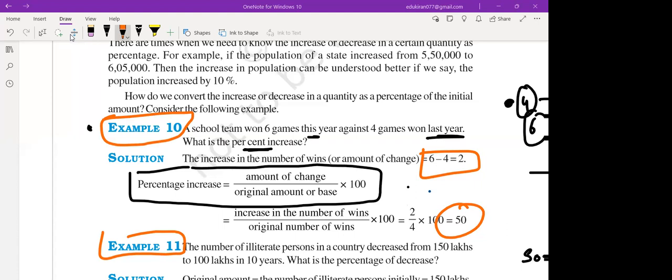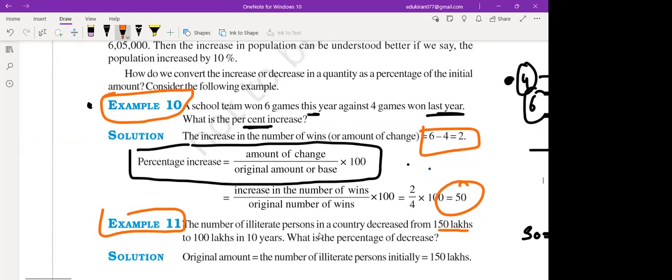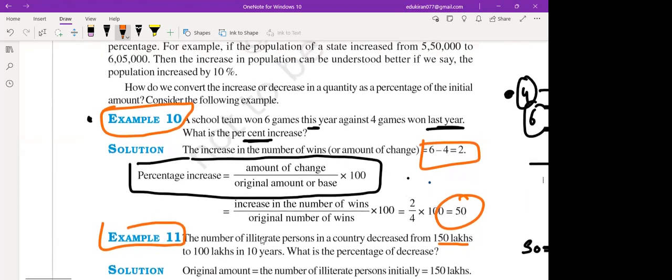Ma'am, I am kind of confused in this question. The number of illiterate persons in a country decreased from 150 lakhs to 100 lakhs in 10 years. They gave 10 years, but then it is 50, right? Because we have to subtract 150 minus 100. So the problem will be the same: 50 by 150 into 100. Okay, thank you, ma'am.